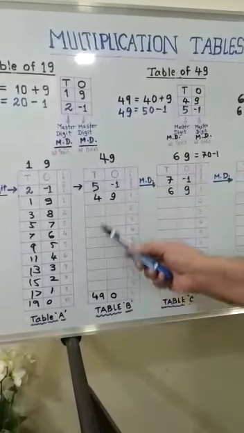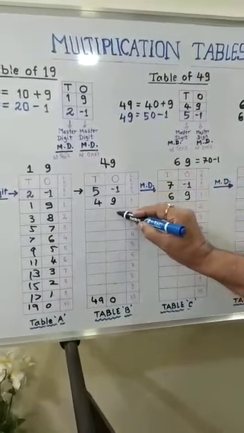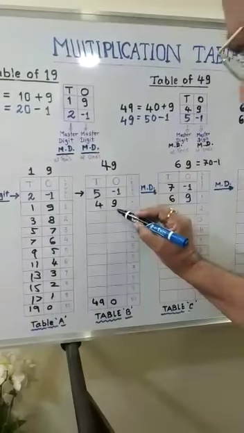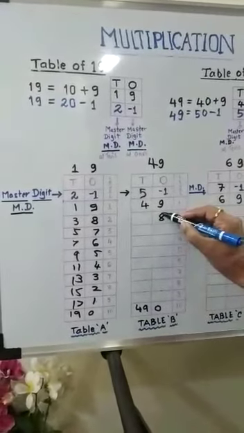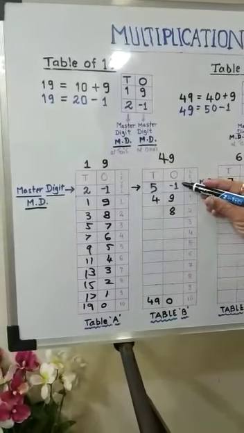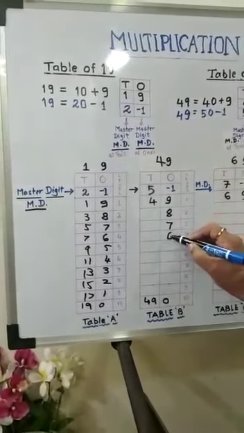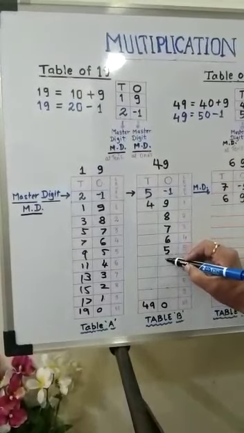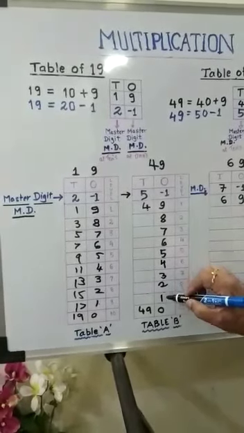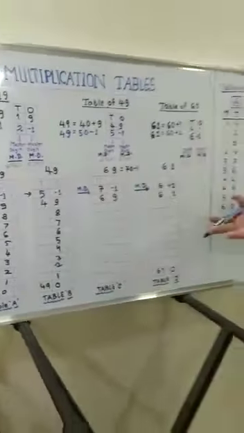So what we need is only the in-between numbers. How to get the next number? Very simple. This is the number that we know. Just operate the master digit on this number. So we get 9 minus 1 is 8. Now to get the next number, again operate the master digit on this number. 8 minus 1, 7. 7 minus 1, 6. 6 minus 1, 5. 4, 3, 2, 1. And 1 minus 1 is 0. So our ones place table is ready.